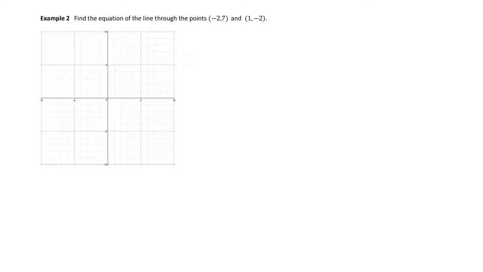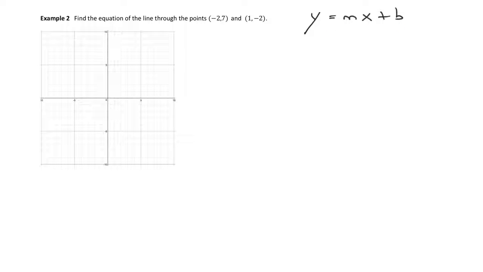Okay, so for example 2, same question where I'd like to find the equation of the line. I want to find something that is of the form y is equal to mx plus b. But this time, I'm just given 2 points, negative 2, 7, and 1, comma negative 2. Between any 2 points, you should be able to draw some line. As long as it isn't vertical, you can write it like this.